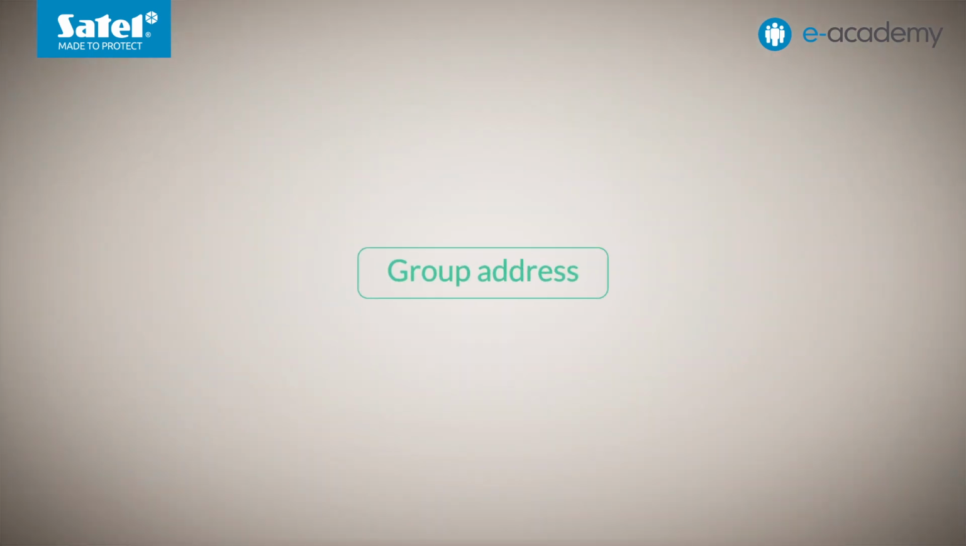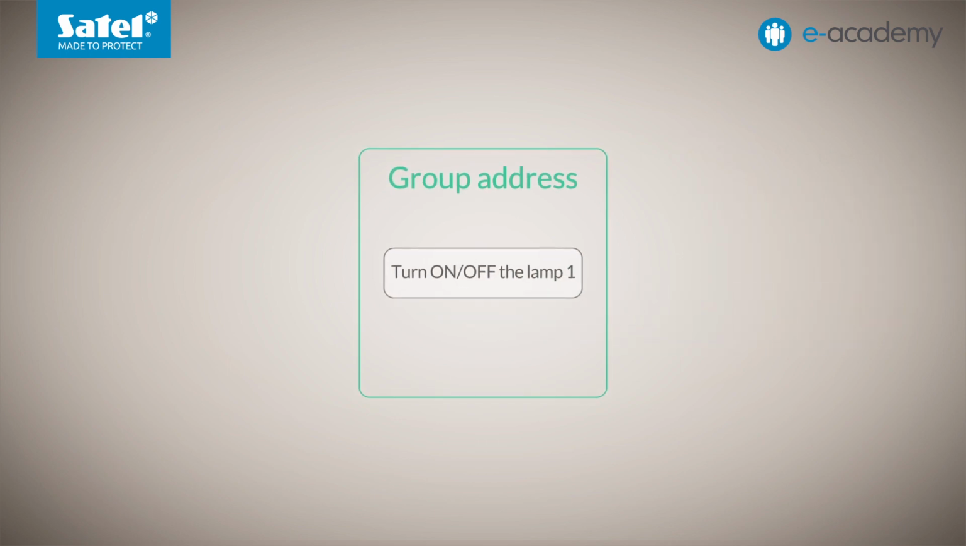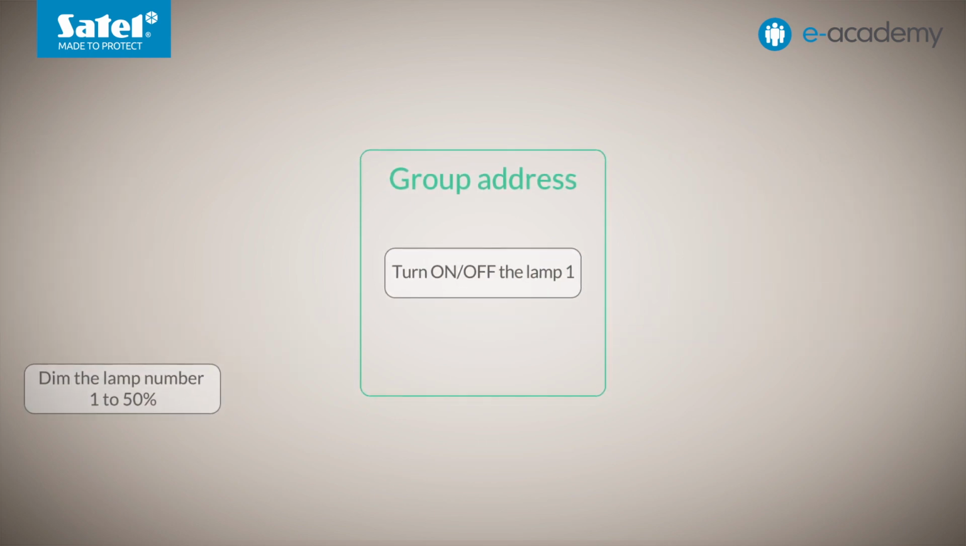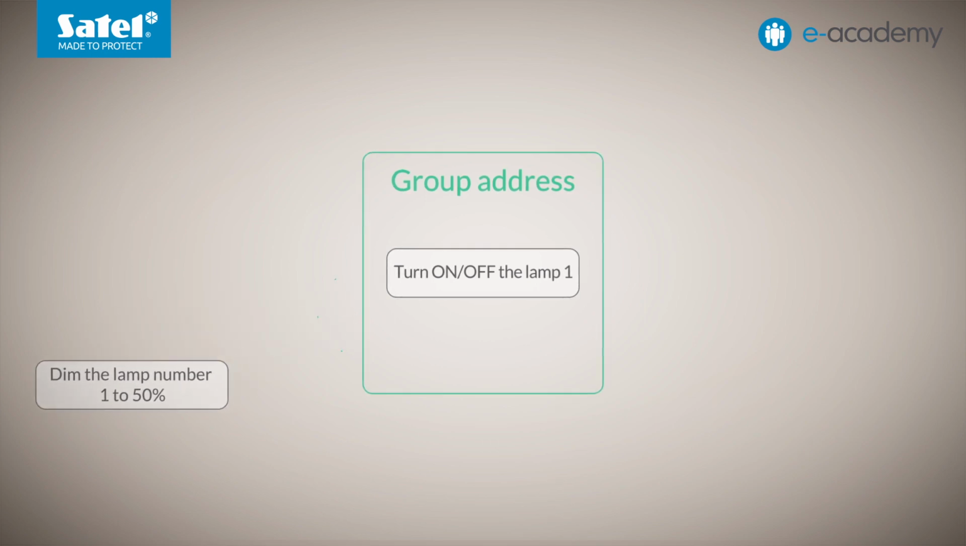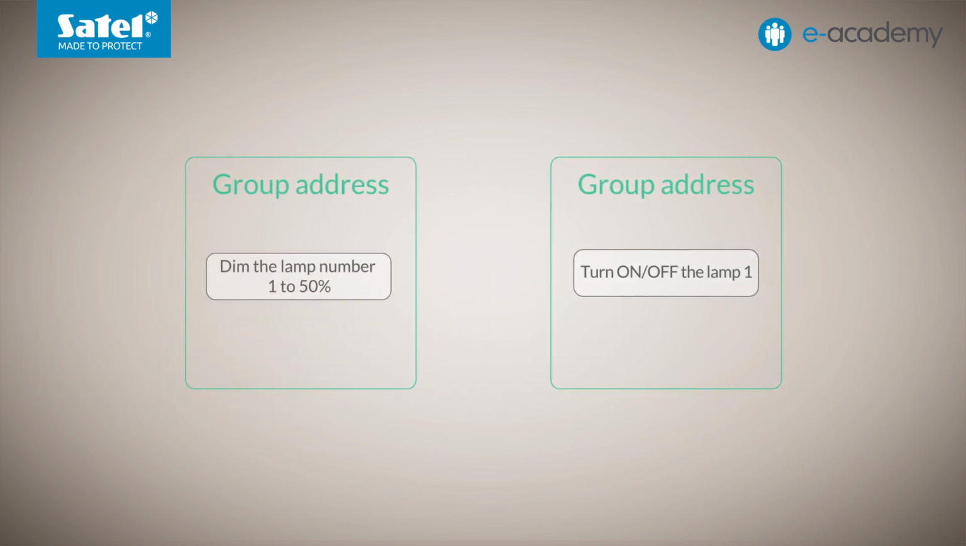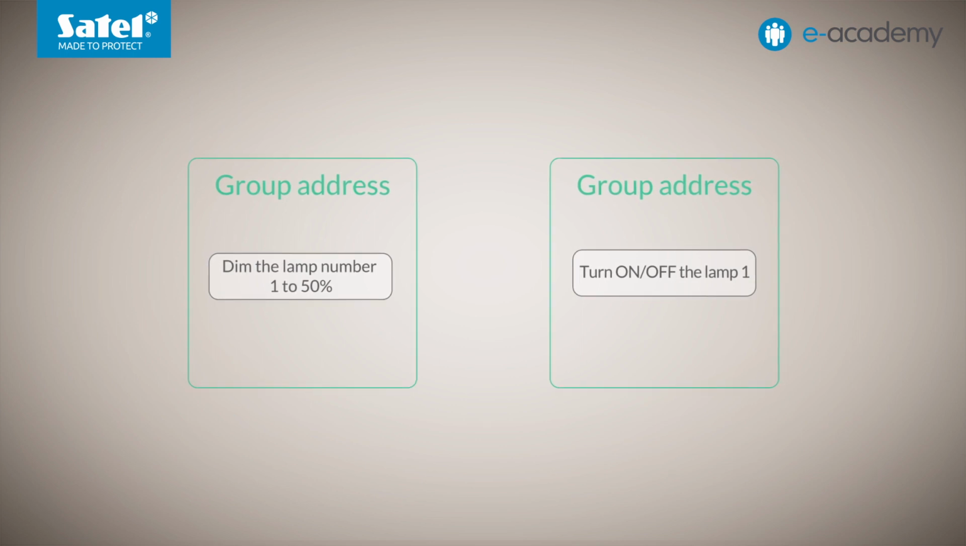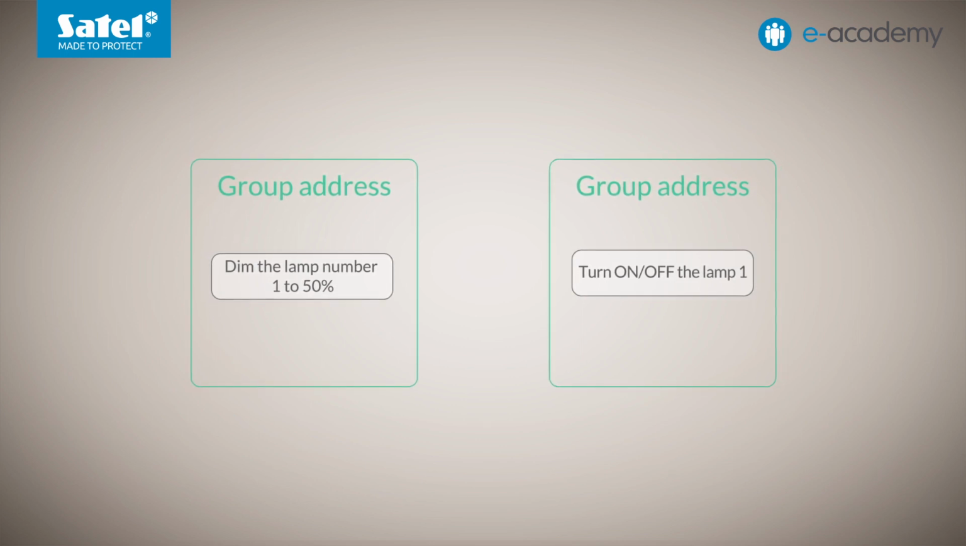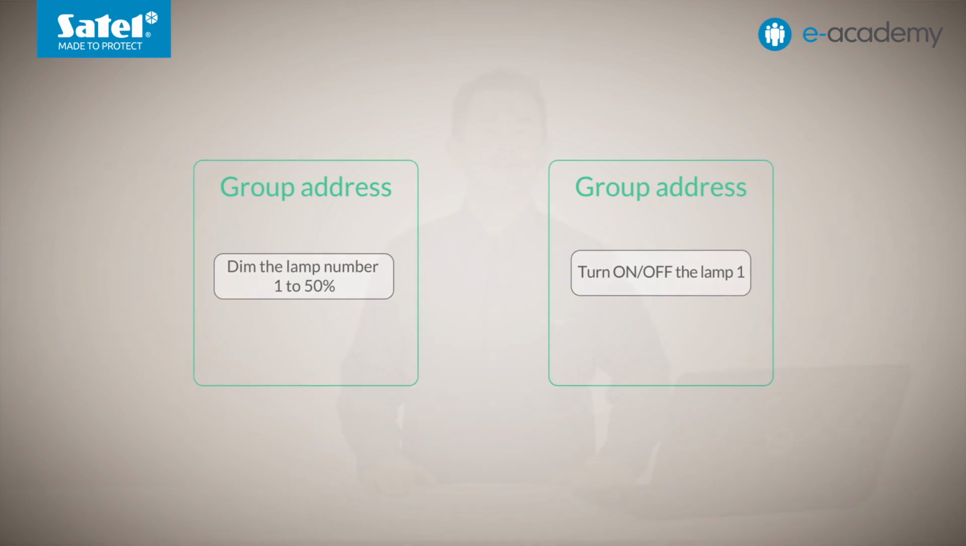Important note: only group objects of the same type can be assigned to one group address. This means, for example, that the on-off function and the light brightness change function cannot be directly linked within one group. The functions of switching on-off and dimming-brightening the light must be split into two different group addresses.